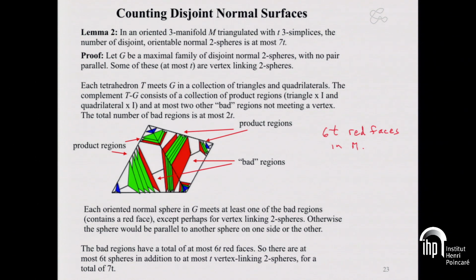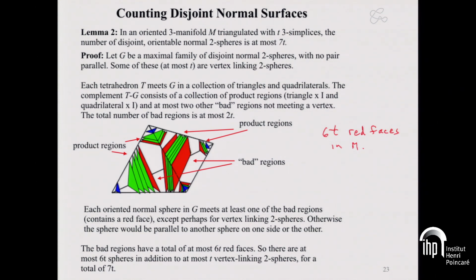Six. All right. There's 6 red pieces, and there can't be more than 6, no matter how many of these different types of surfaces I have. I never have more than 6 red pieces in any tetrahedron. So that means I have at most 60 red faces in all of the manifold. And if a sphere doesn't have one of those 60, then it's parallel to another sphere.